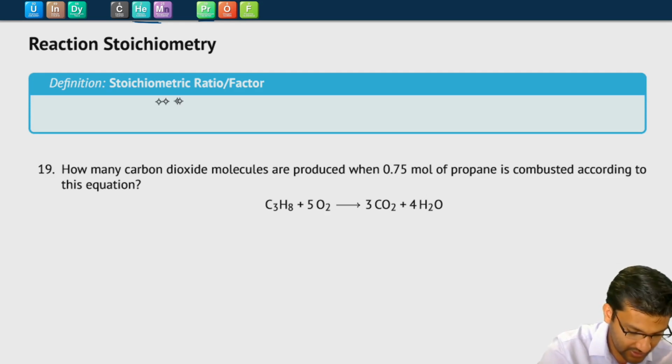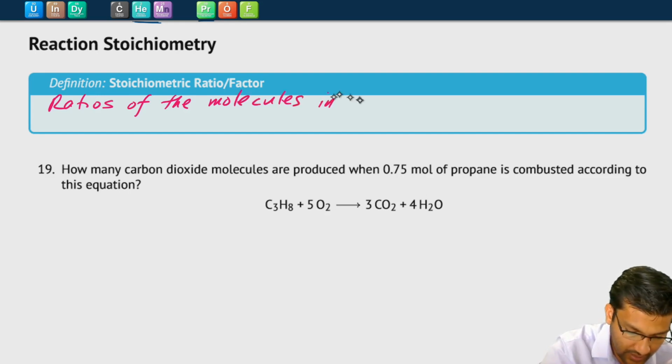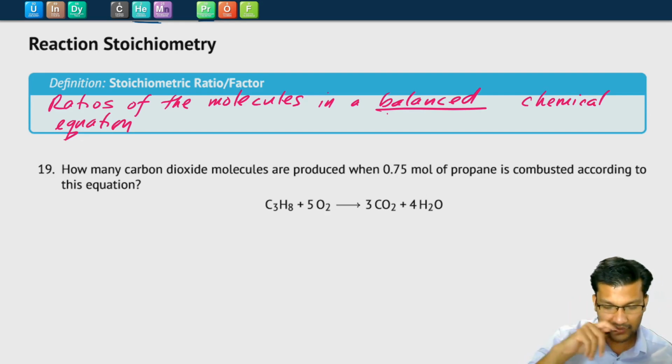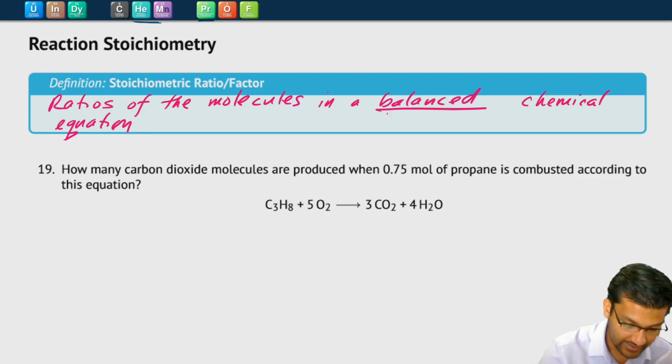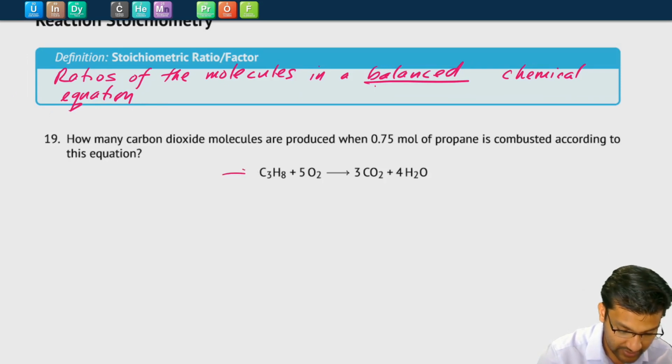So stoichiometric ratio or stoichiometric factor are the ratios of the different molecules in a balanced, and that's key there, it should be a balanced chemical equation. And so this is why we spent so much of our past couple of lectures talking about how to balance chemical equations. So let's look at the equation in question 19, which is already balanced for us.